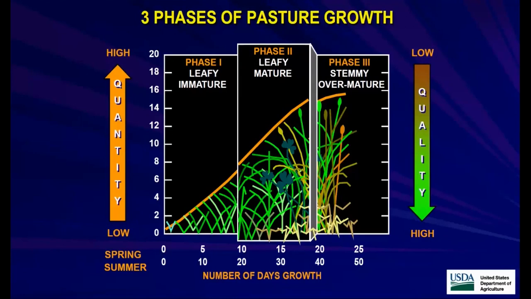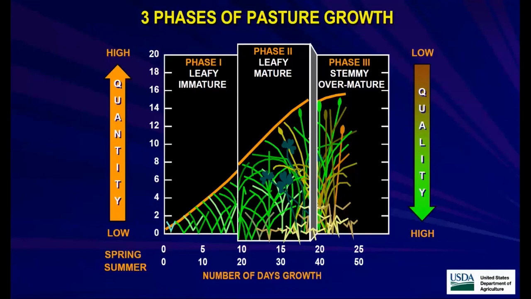The 3 components of fiber are cellulose, hemicellulose, and lignin. And the more mature those plants become, the more lignified they are. And the more lignified they are, the less interested the animals are going to be in eating it. And it's also less digestible, so they can't get as much nutritional value out of it when it gets into that semi-over mature phase.